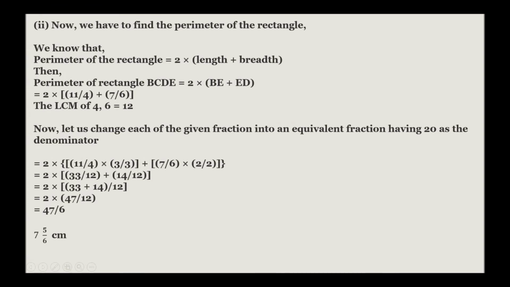Now we will find the perimeter of the rectangle. So the perimeter of a rectangle is 2 into L plus B. So BE is the length and ED is the breadth. So it is 11 upon 4 and 7 upon 6. We will find the LCM, that is, the LCM of 4 and 6 is 12. Now we will make the fractions into equivalent fractions. So it is 11 upon 4 into 3 upon 3, 7 upon 6 into 2 upon 2.